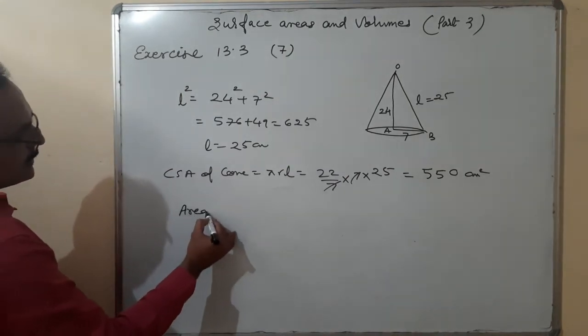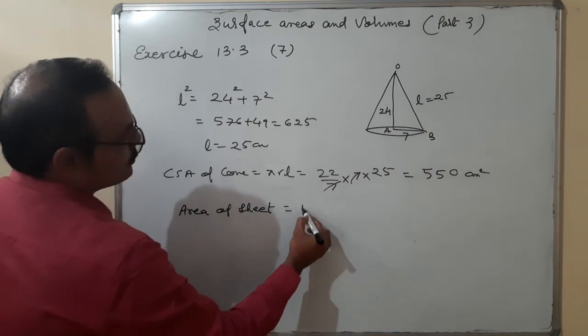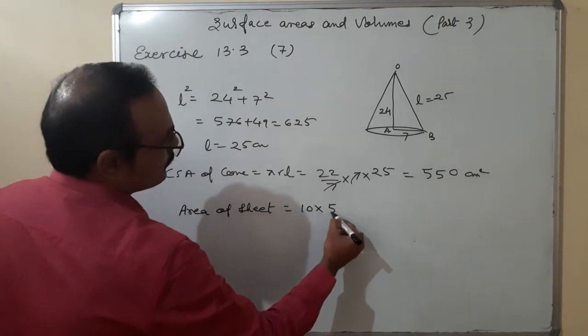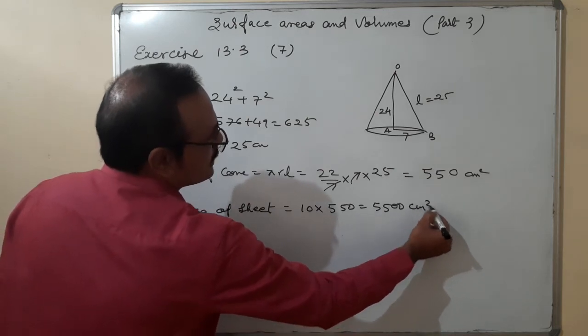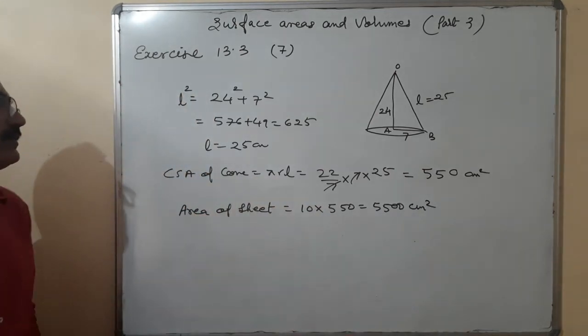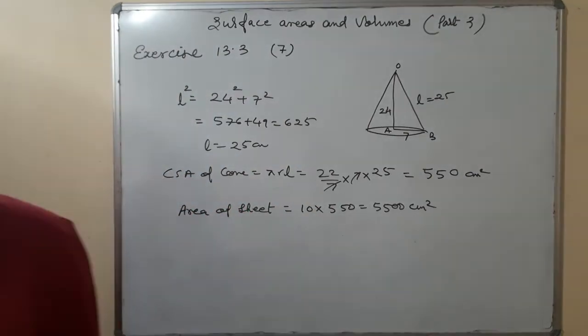So area of sheet is equal to 10 multiplied by 550, which is 5500 centimeter square. This much area of sheet is required for making 10 such caps.